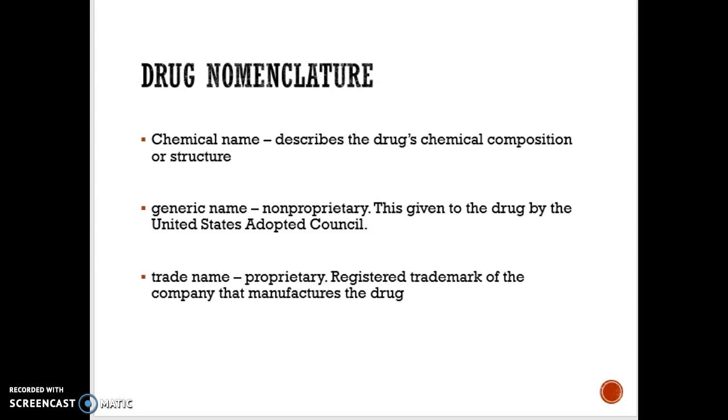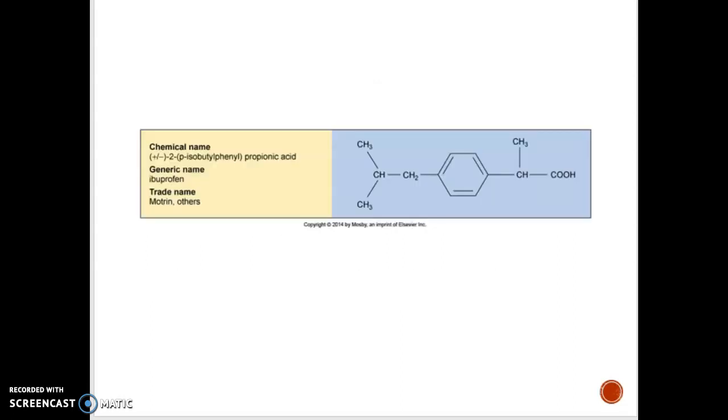Let's look briefly at an example. For example, here we have propionic acid, also called p-isobutylphenyl. This is the chemical name. You'll see that there is structure here. These plus or minus, negative to negative, show us about the bonds that are over here. The generic name for this, you'll recognize immediately, is ibuprofen. The trade name is Motrin. There are others, such as Aleve. They're also ibuprofen.